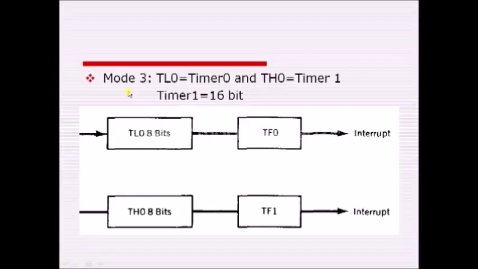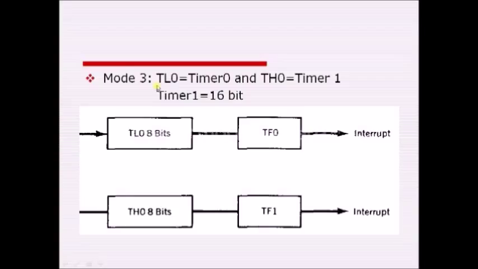Now let us see the third mode, that is mode 3. This is called split timer. Why? Because timer 0 is divided into 2 timers. Basically we have the original timer 0 and original timer 1 registers, but in this case timer 0 will be acting as 2 timers, that is TL0 will be acting as timer 0 and TH0 will be acting as timer 1, and we have one more original timer 1 which is a 16-bit register.